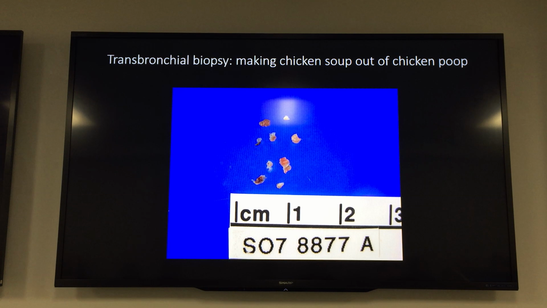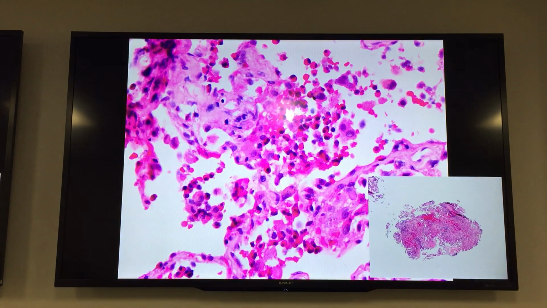This is the size of a transbronchial biopsy, and I call it making chicken soup out of chicken poop. You are taking extremely small things and trying to make a huge diagnosis from maybe 1/10,000th of the entire lung, and you're getting one small piece of that, and you're supposed to tell the clinician what's going on. Now, I'll give you some examples of making chicken soup out of chicken poop, where the biopsy actually did go into the lesion and you made a diagnosis.